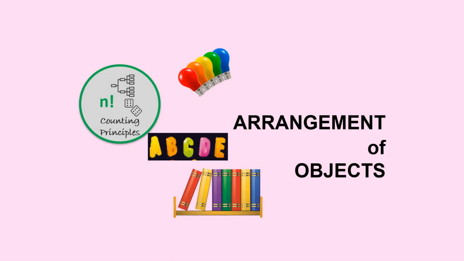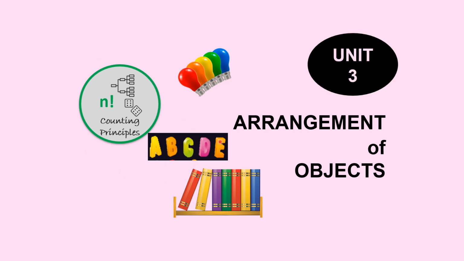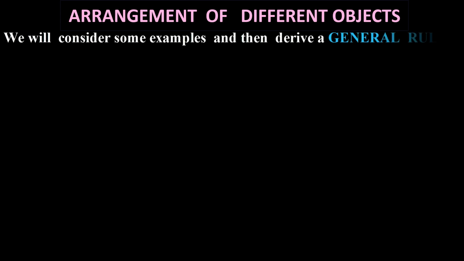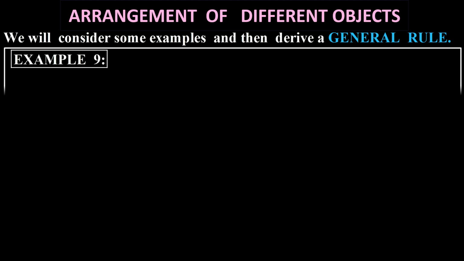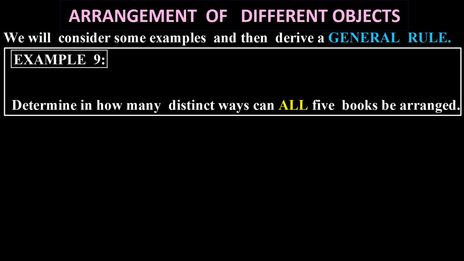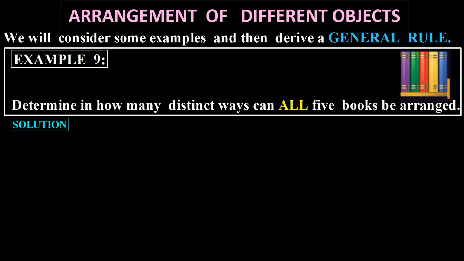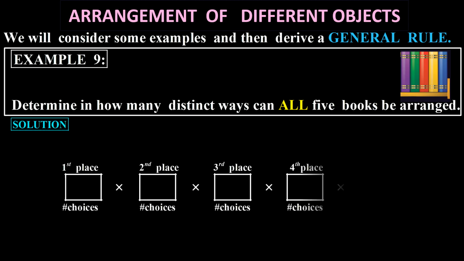Now we're going to look at counting arrangements of objects. We'll have a number of examples, and we'll have some rules to assist you as well. We'll look at one example, and then from these examples we'll be able to determine a general rule. Let's take this example here. In how many ways can all 5 books be arranged? So here we have 5 books, and we want to see in how many ways we can arrange them. Let's see what we can do here.